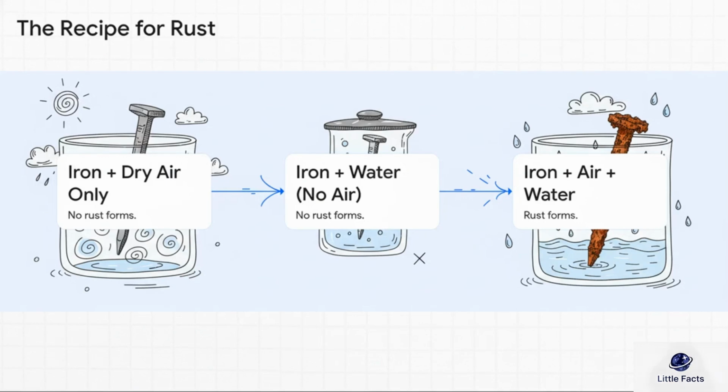So it turns out the recipe for rust is actually super specific. Step 1, try an iron nail with just dry air. Result, no rust, nothing. Okay, step 2, try an iron nail in water, but with no air, still nothing. But step 3, combine that iron nail with both air and water, and there it is, rust. You absolutely need both ingredients or the recipe fails.